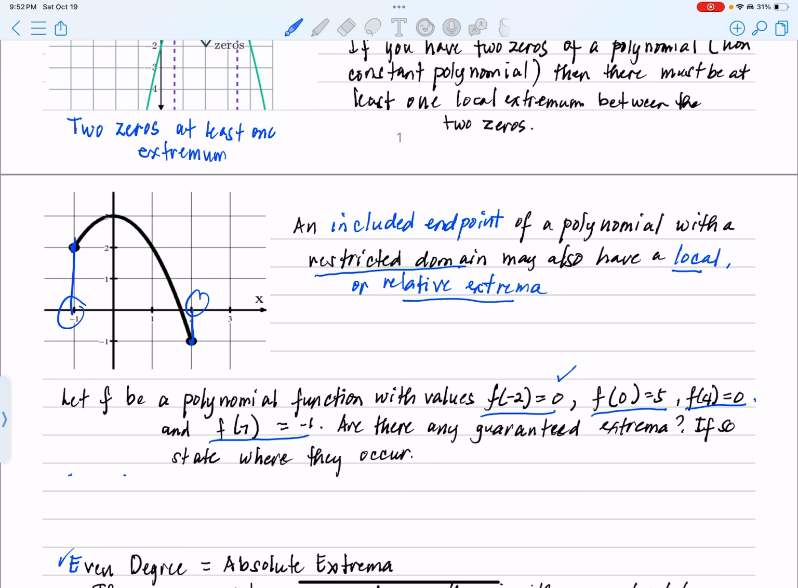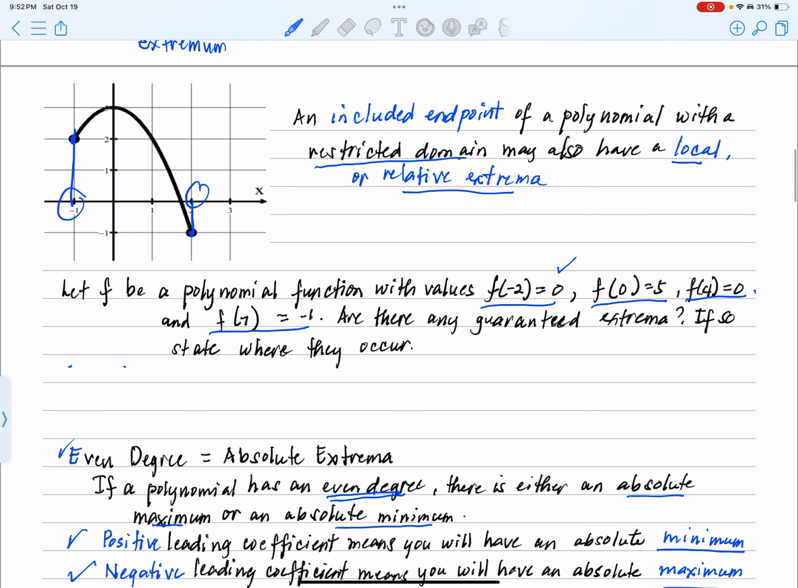We'll use that concept with this situation right here. Let f be a polynomial function with values f of -2 equals 0, f of 0 equals 5, f of 4 equals 0, and f of 7 equals -1. Is there a guaranteed extrema? Are there extrema in this case? If so, state where they occur.